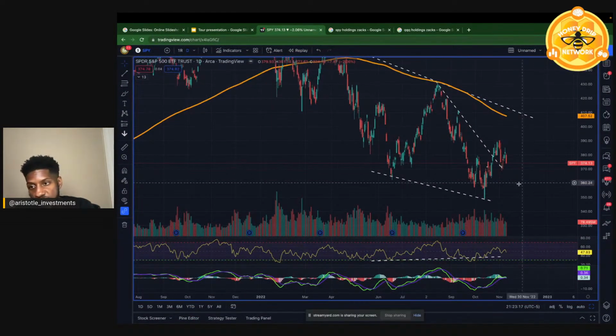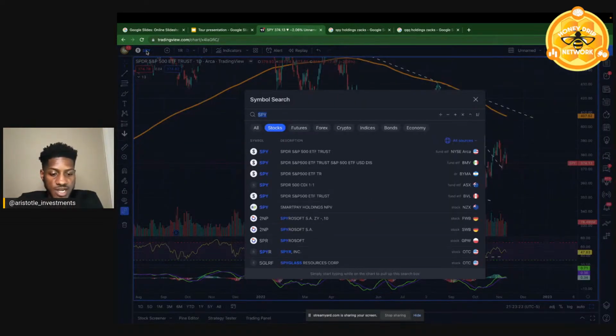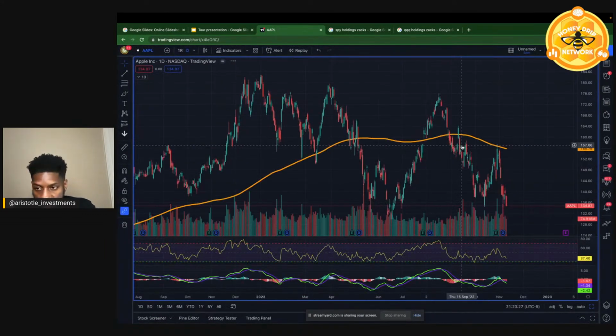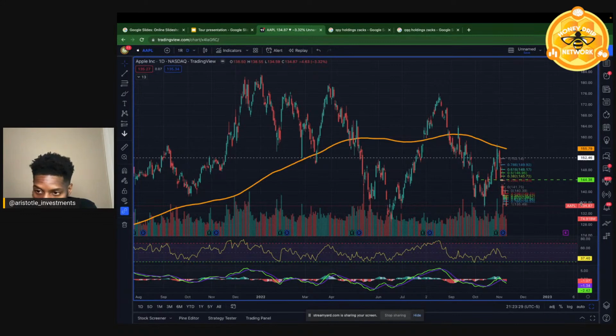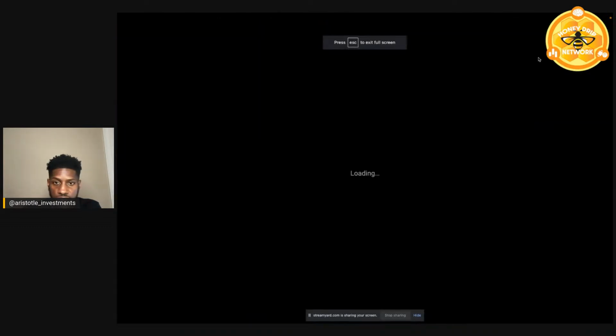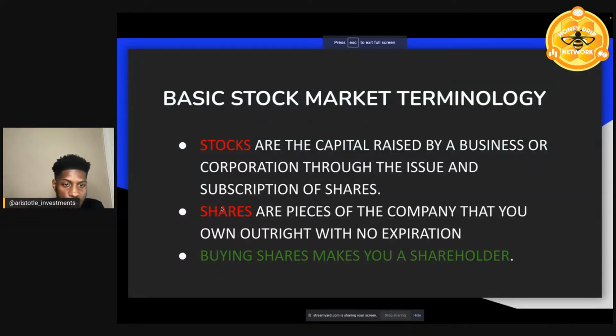One share of SPY equals right now 374.13. That would be what I'll be buying one share of SPY at. If I wanted to buy one share of Apple, then it would be the last price right here, $134.87. So that is one share. That's what I would be buying. Now options are a little bit different. We're buying contracts, but here we're buying shares. So that's how you buy one share, and buying one share makes you a shareholder.